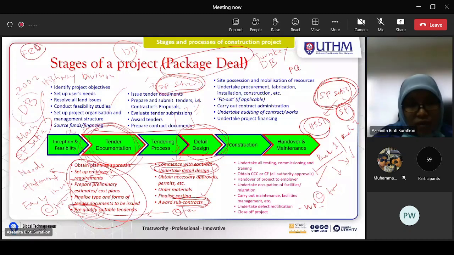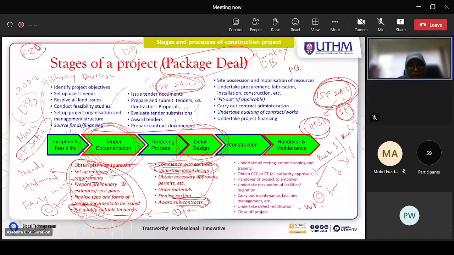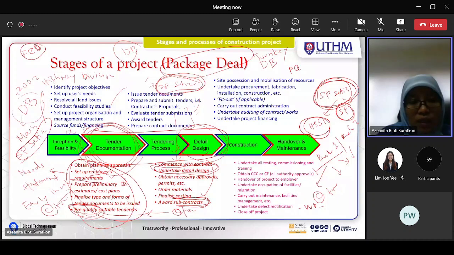Based on the set employer's requirements, the need statement, there is a little bit of design by the consultant. Here the client gets a rough idea of how much the cost of the project will be. And here they need to decide whether this project will be tendered using design and build or using something else.